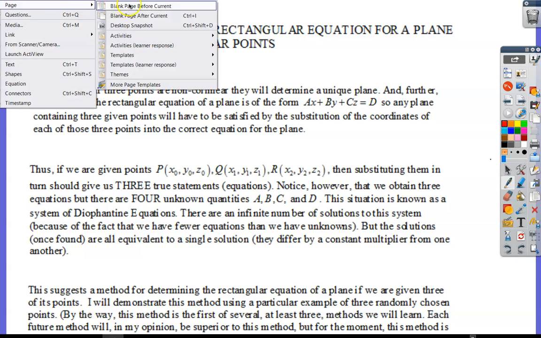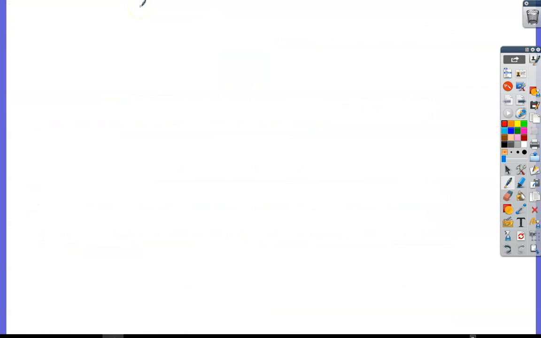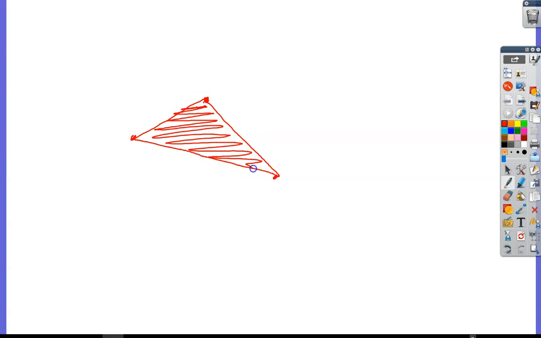I'll just put a quick page in here. If a plane was defined as being three non-collinear points, so three points that are not all in the same line, then if we want to write the equation of this plane, we need three non-collinear points. So that's what we're going to do today.